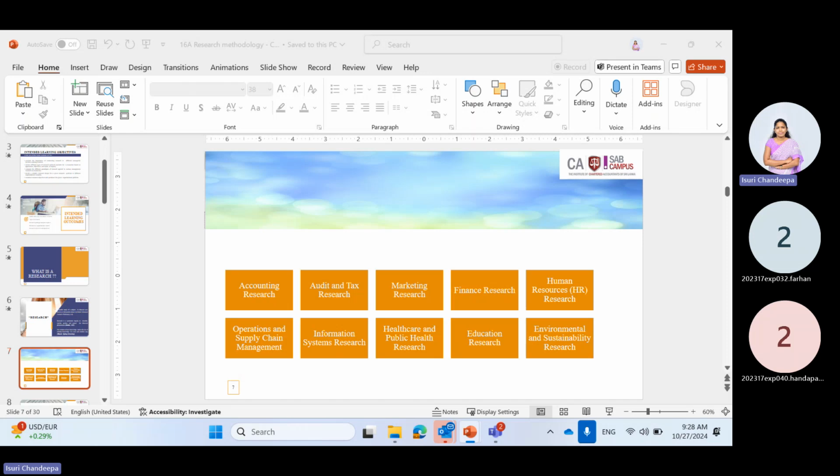Okay, next one. Human resource management. Yes. Unemployment rate of the country. Very good. How the unemployment rate of the country is impacting the firms' recruitments.